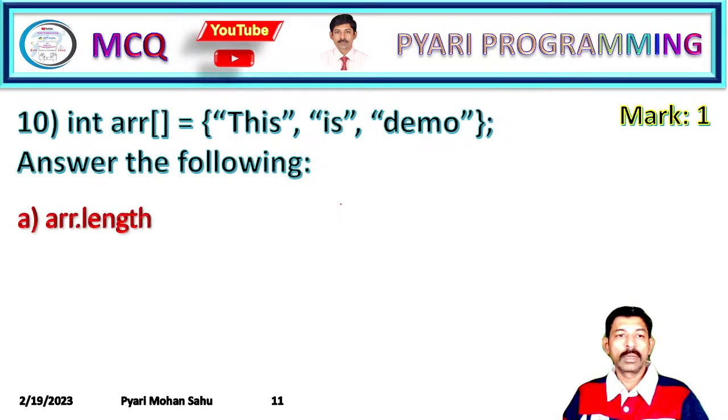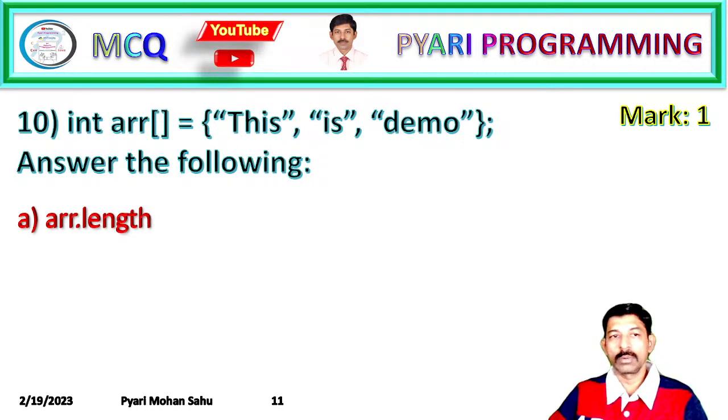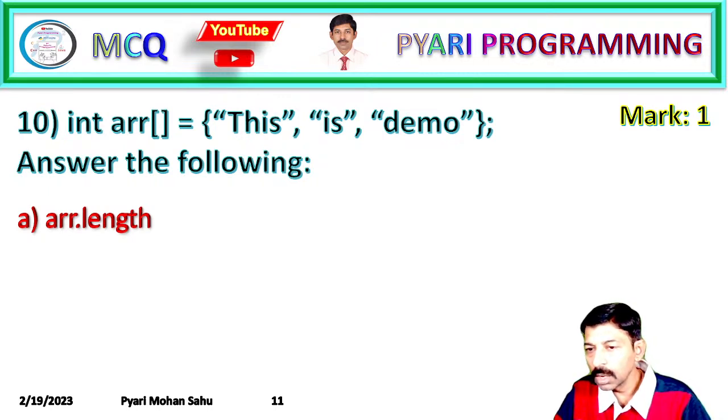Answer the following. ARR.length will give me the error or output. First question is: is it an error or output? Because we have two different mechanisms of getting the length. One is length, another one is length with parentheses. So we have two length functions available.